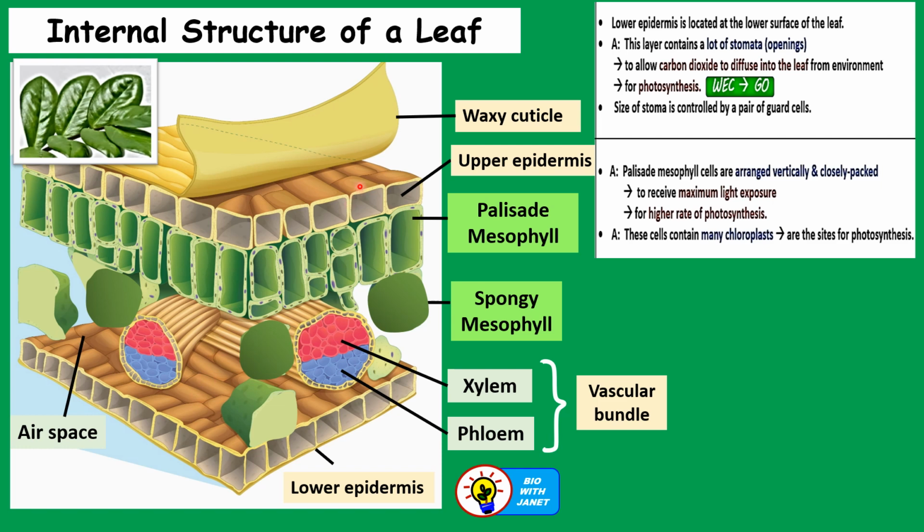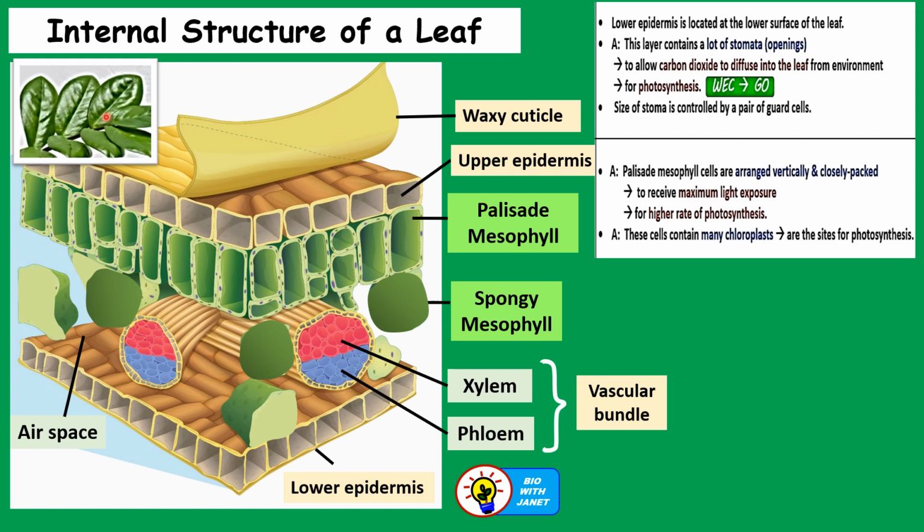Okay, so does the upper epidermis contain stomata, openings? It does, but the number is much less than the number of stomata in the lower epidermis. Why is that so? To prevent excessive water loss through transpiration.